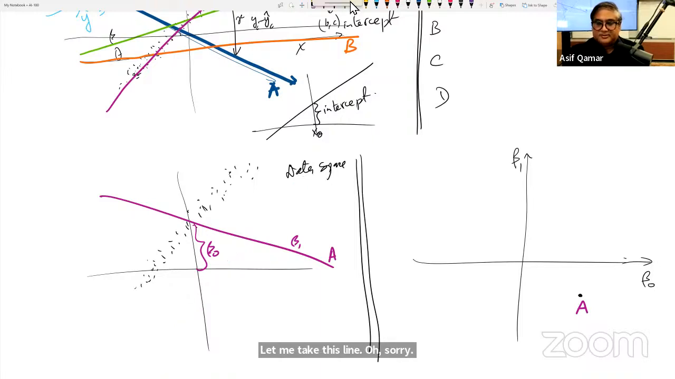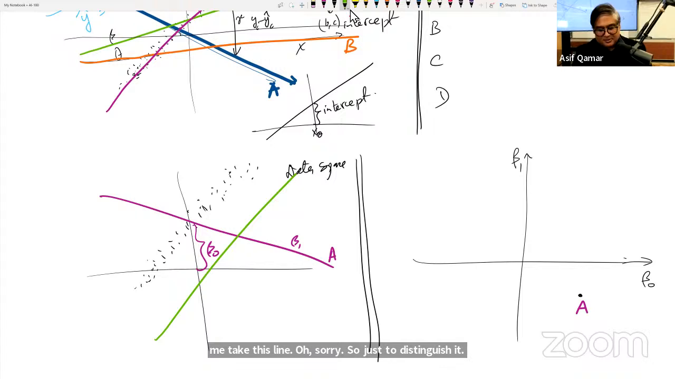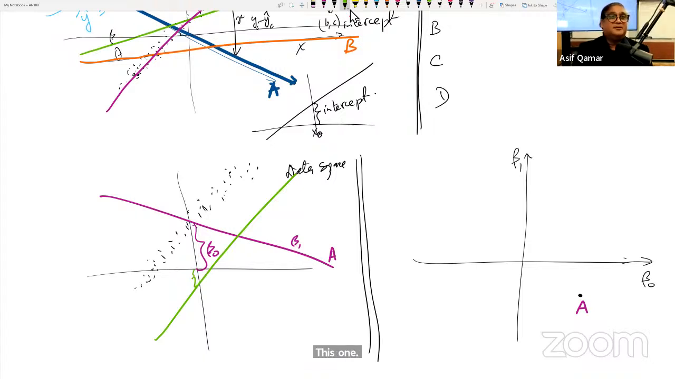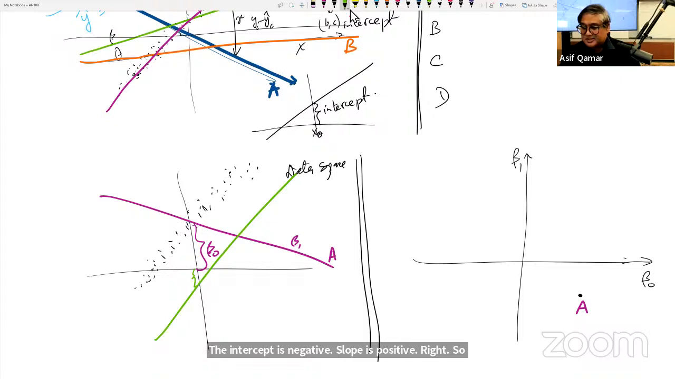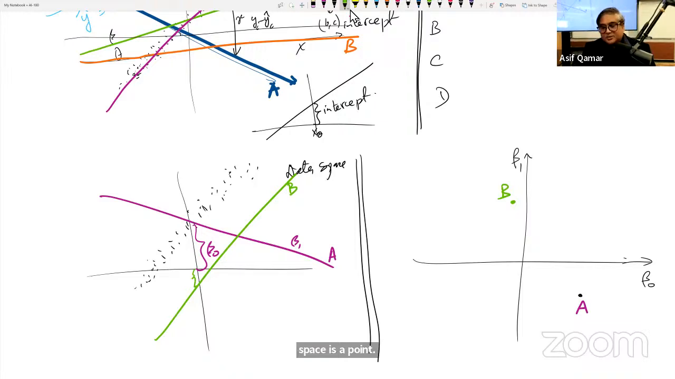So just to distinguish it, this one. Now, the intercept is negative, slope is positive, right? So this probably, and slightly negative, slope is very positive. So would you agree that the green point B is here? The line B in the hypothesis space is a point. You agree? And so on and so forth.